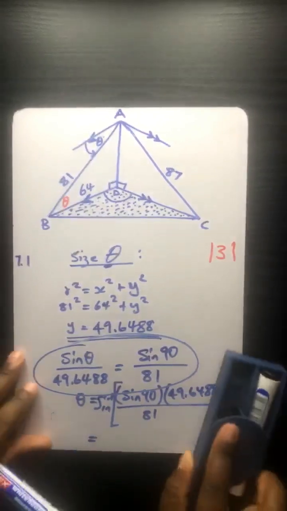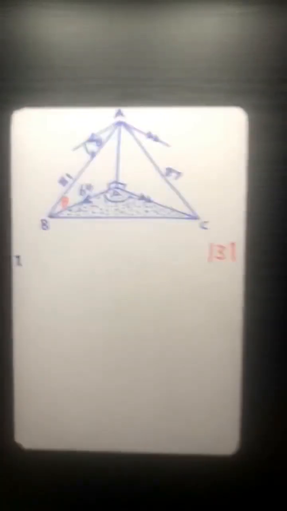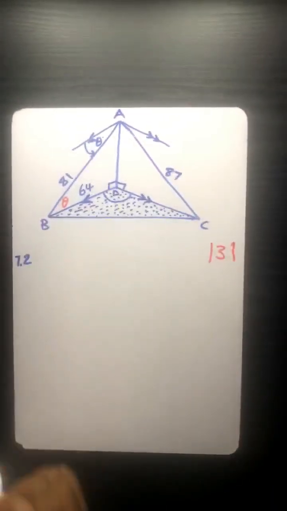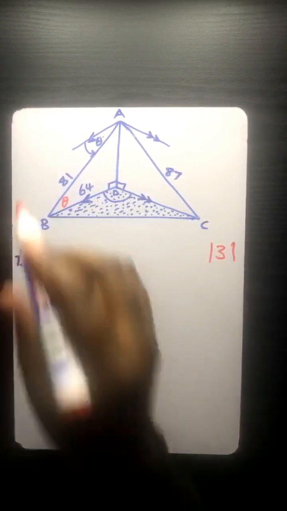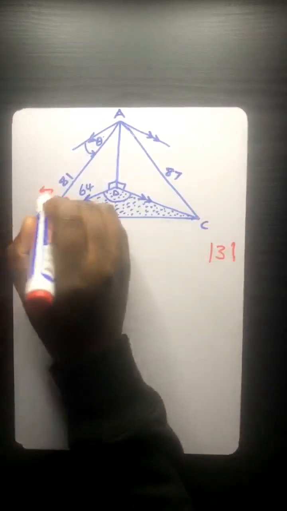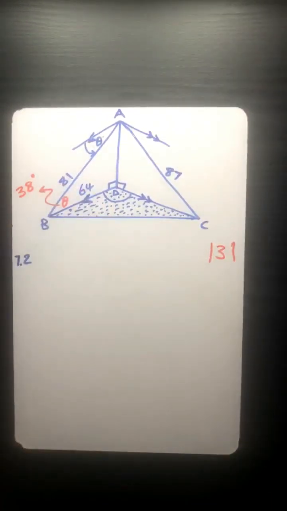Okay, maybe we will come across a question where we can apply that. So now, very quickly, let's move on to 7.2. Most importantly, let's write the numerical value of what we just calculated there. So you are saying it's 38 degrees. Okay, next question.